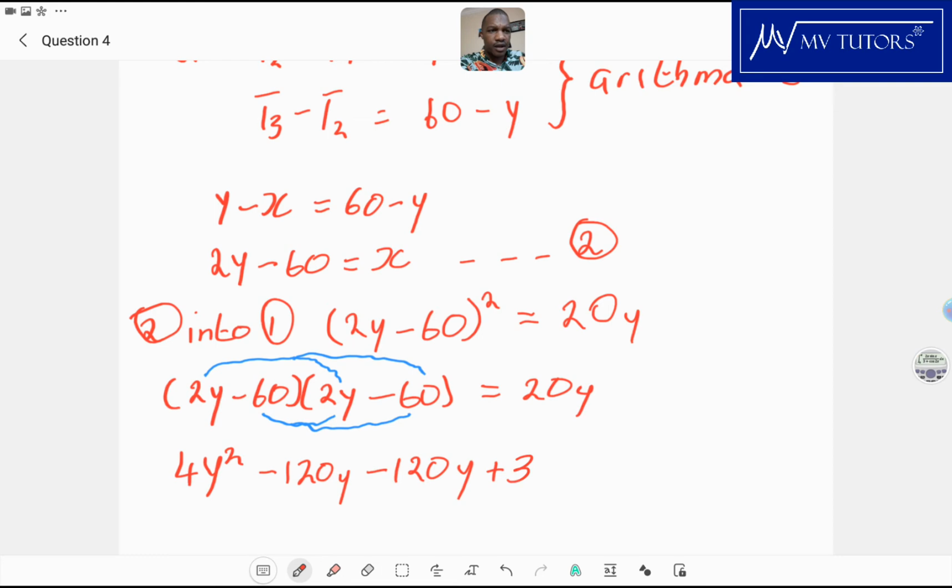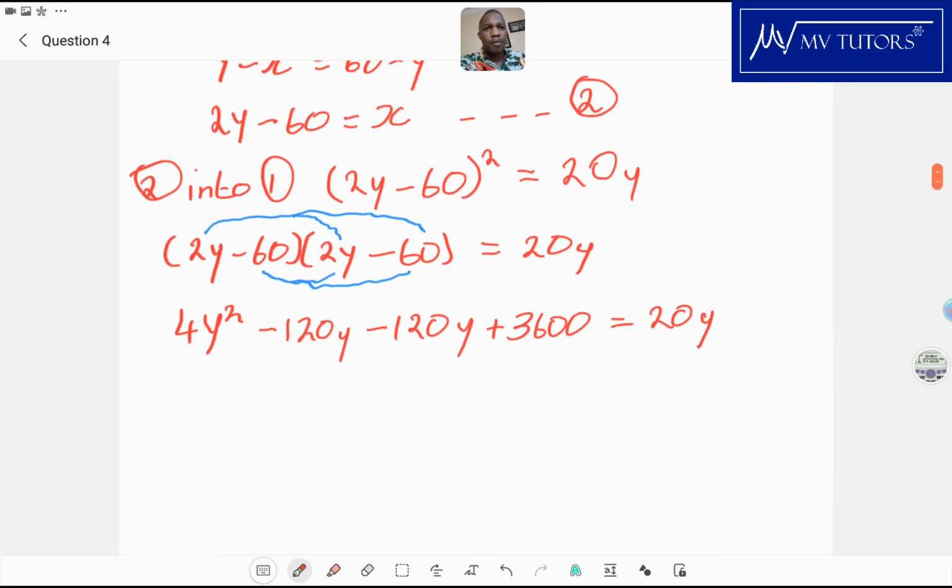positive 3600 is equals to 20y. All right, now I just want to combine like terms, so I'm going to say 4y squared minus 240y, yes. Then if I bring this to the other side, let me not bring it right now, let me just take it one step at a time. I'll have 240y plus 3600 is equals to 20y.